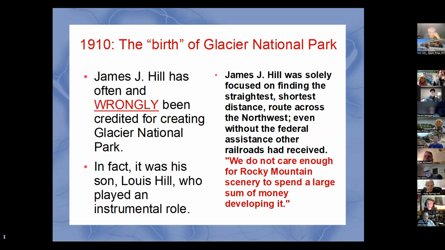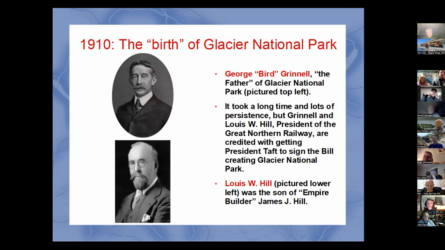The birth of Glacier Park is often attributed to James J. Hill, and James J. Hill couldn't care anything less about nature. He was quoted as saying, "We do not care enough for Rocky Mountain scenery to spend a large sum of money developing it." It was actually his son, Louis Hill, that was responsible, along with George Bird Grinnell. They worked with a lot of people for many years. Finally, Glacier National Park was designated as a national park in 1910.